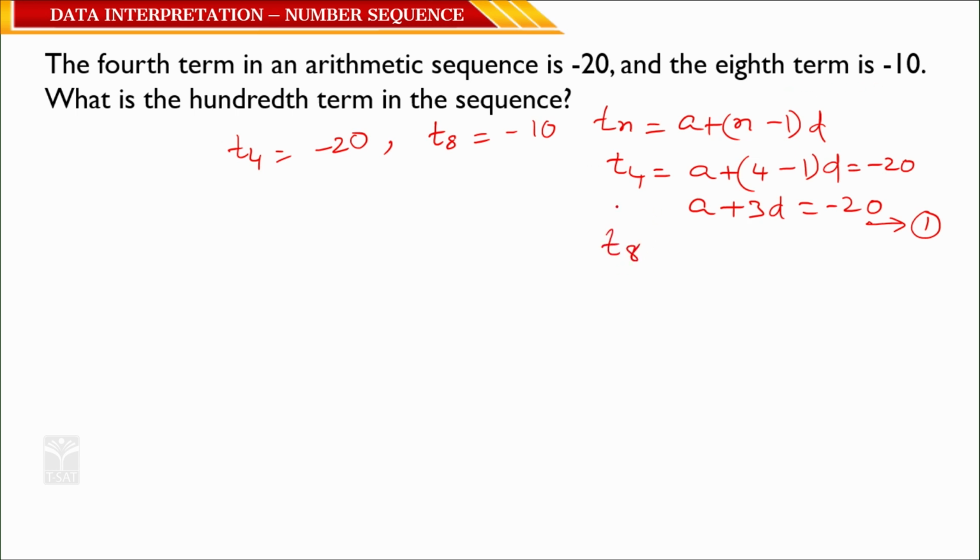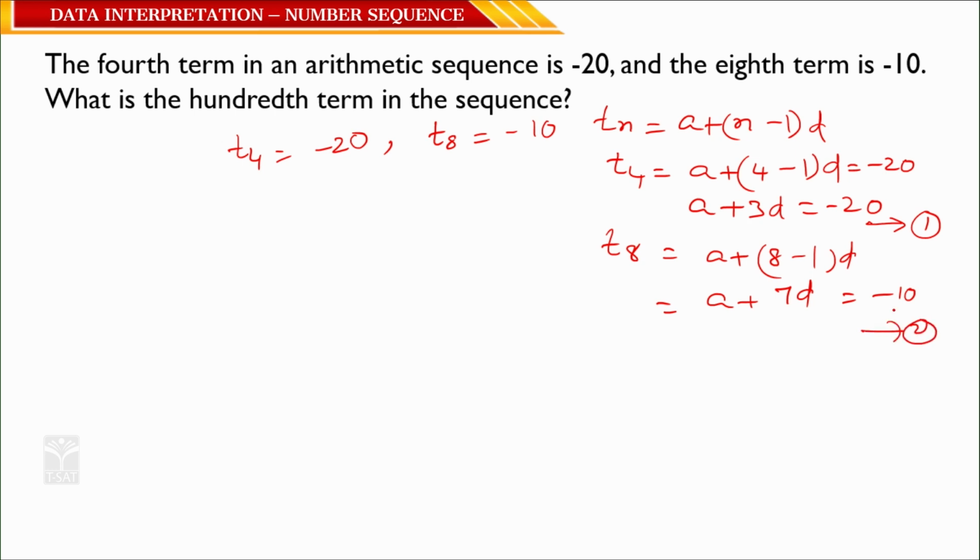Next, T8 means a + (8 - 1)d, that is a + 7d. It is given as -10. So, a + 7d = -10. And a + 3d = -20. Say this is equation number 2.